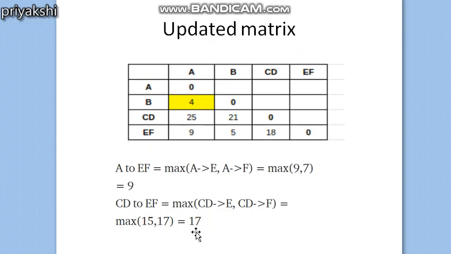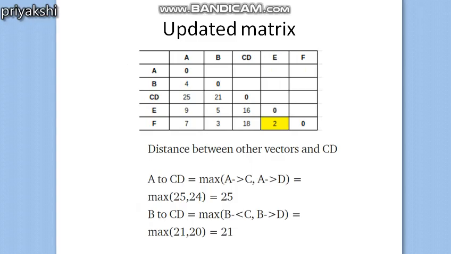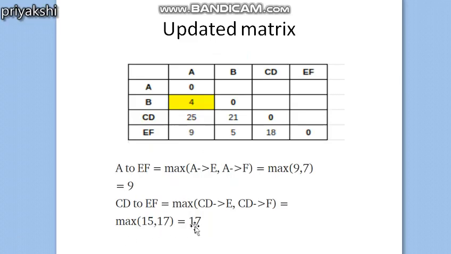Okay, so it is a printing mistake. It should be 18 only, because CD to EF is 18, as you can see from this video. So this is 16 and 18. So there is a mistake here. It should be 18.